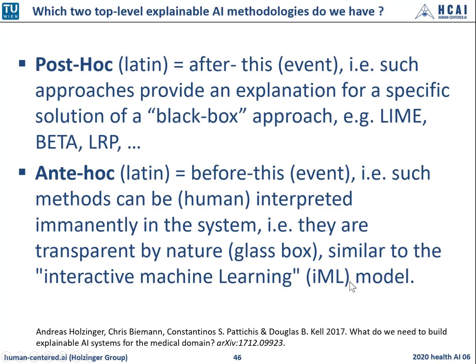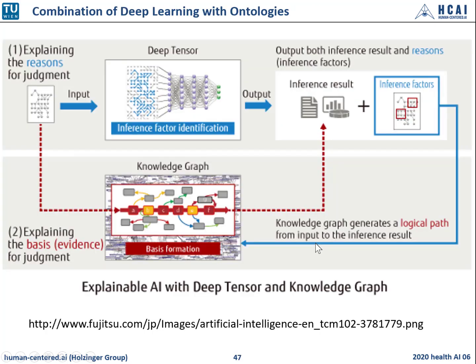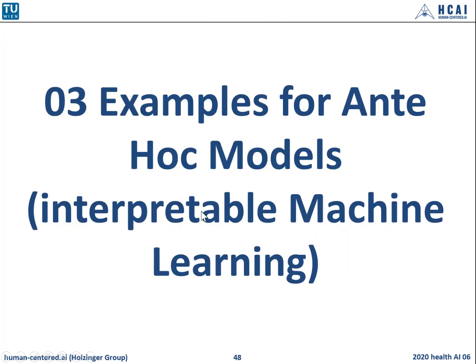And unfortunately, the best performing methods to date are these black box models. So maybe in the future, there's a possible combination of deep learning with graphs, for example, with knowledge graphs in the form of ontologies. So this is just an idea how we can deal with it in the future.